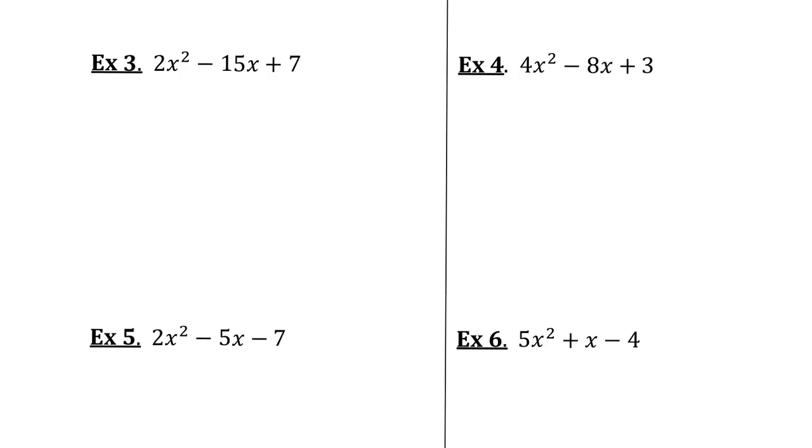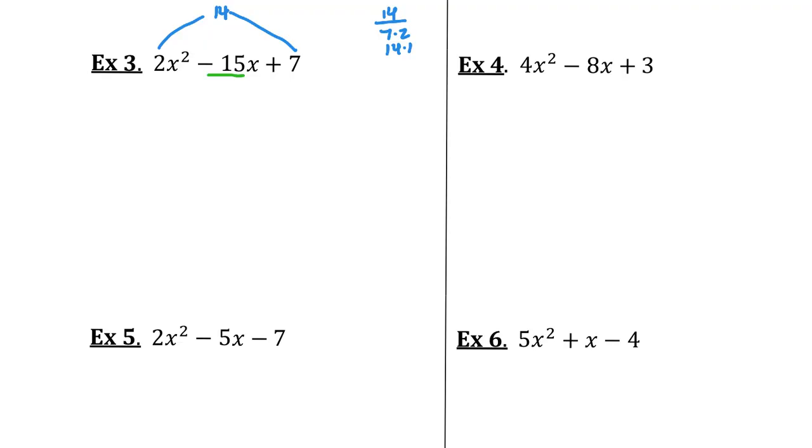Okay, first I check. There is a coefficient on the x squared. If there was just x squared, I would do it in my head. I would not do extra work. Okay, 2 times 7 is 14. Okay, now to get 14, I could do 7 and 2. I could do 14 times 1. Okay, now I need to check and see which one adds up to negative 15.